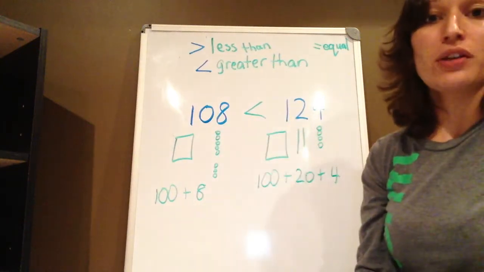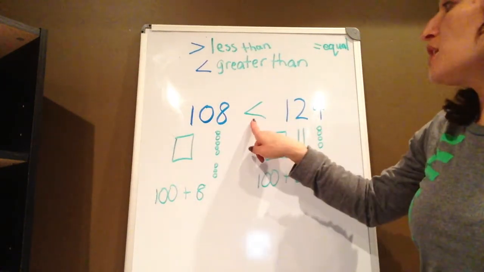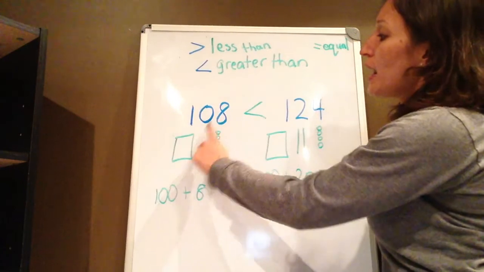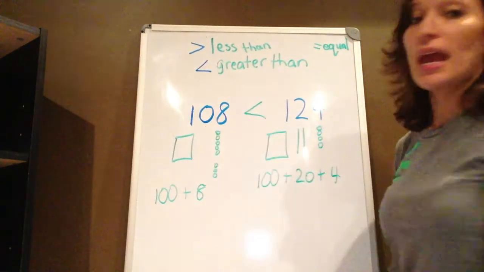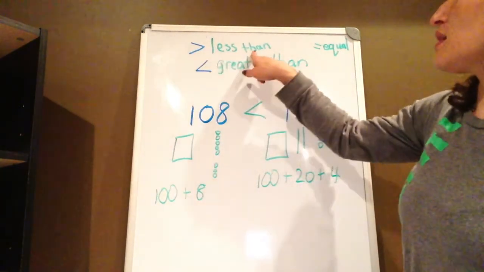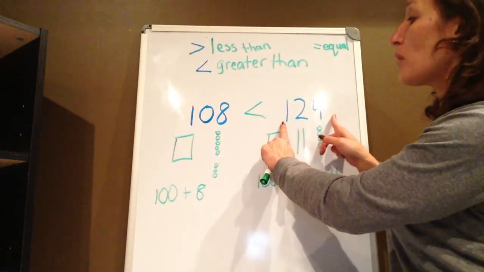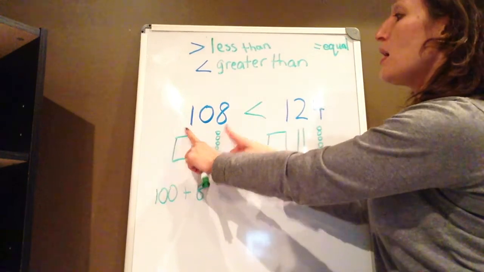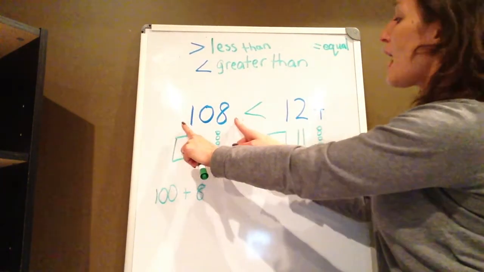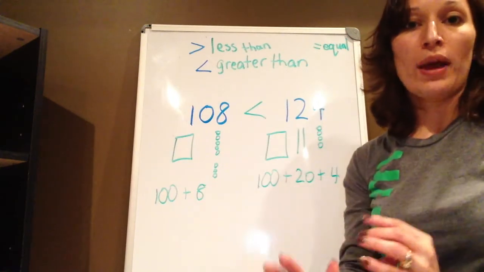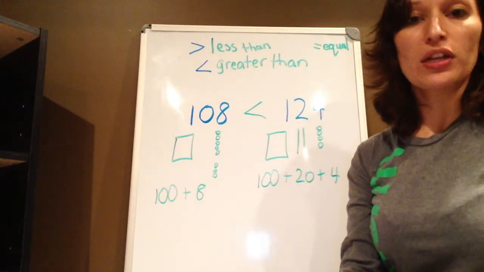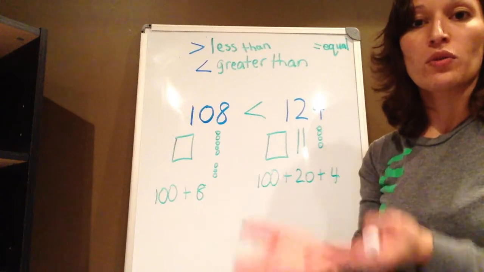Another way I can show my understanding for comparing numbers is to change this sign. If 124 is greater than 108, I could also say it this way. If this one is greater than this one, then this one is less than this one. Being able to say it both ways can really show your full understanding for the comparison of those two numbers.